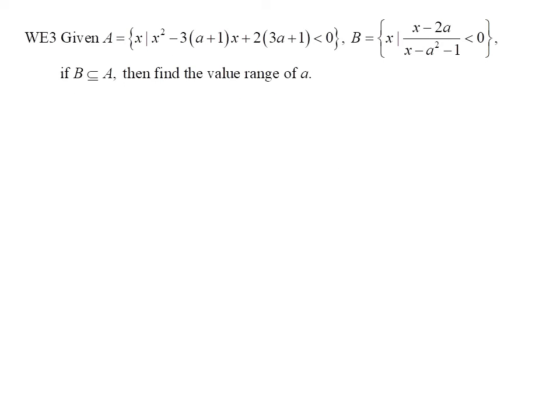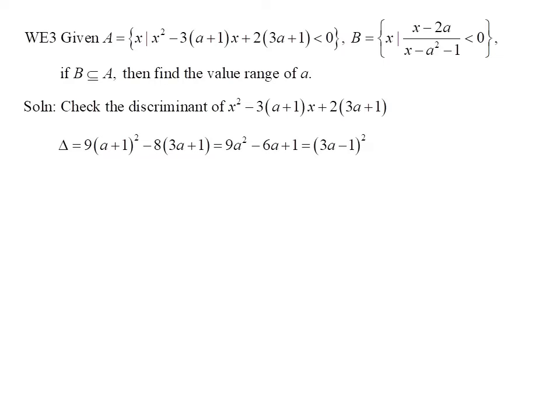There are two sets of A and B in example 3. The elements in both sets satisfy their own inequalities where a is a parameter. The question is to find the value range of a given that set B is a subset of set A. The first step to approach this problem is to transfer the inequalities to their factorized form. Then we may analyze the outcome of the relation between set A and B under different value ranges of a.